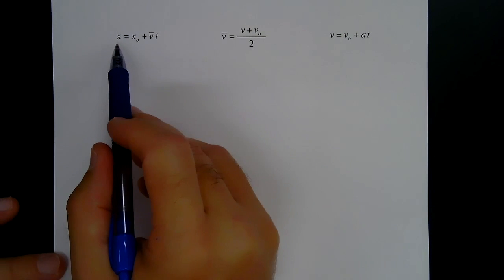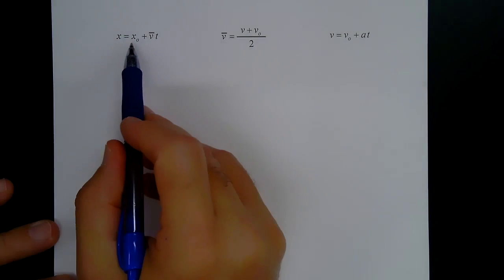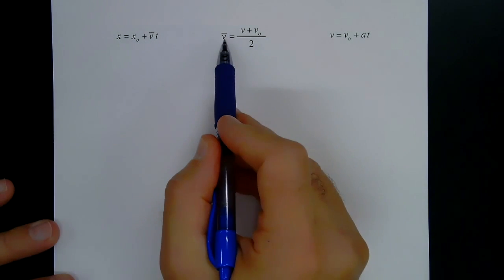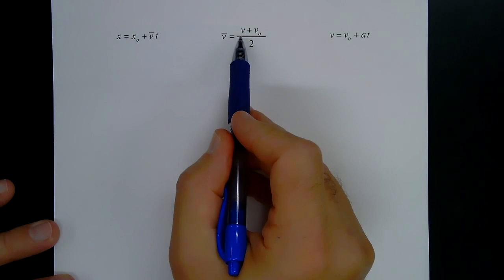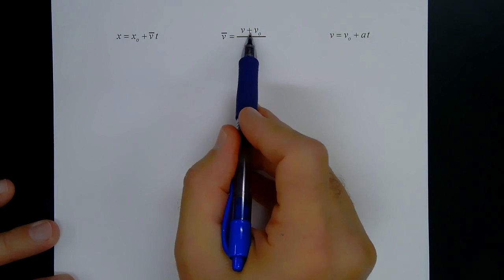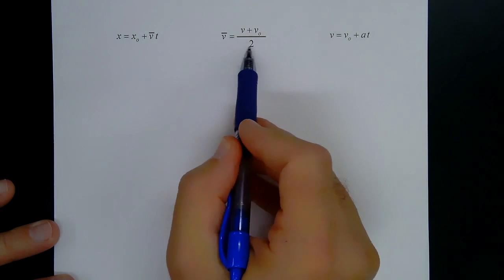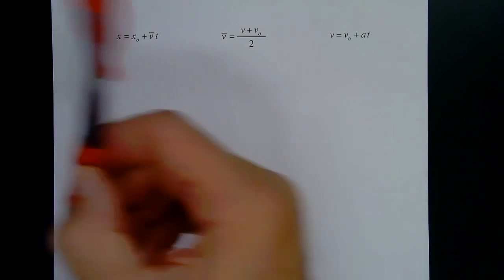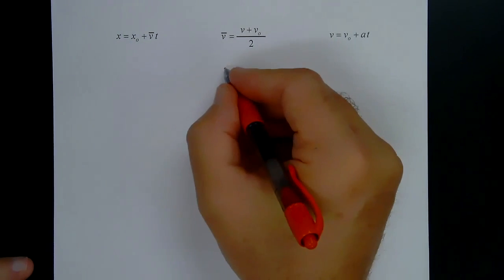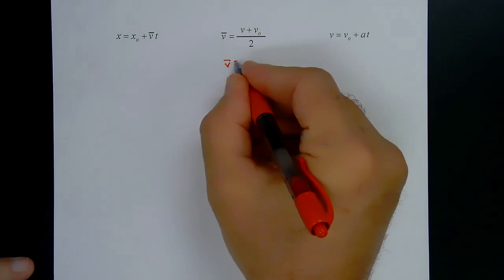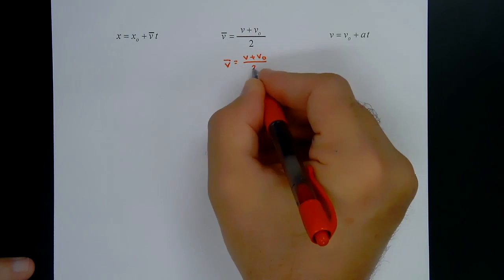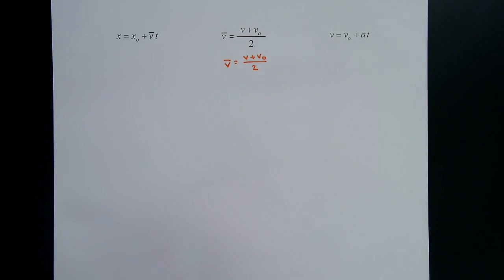So this time we're going to use, once again, x is equal to x sub o plus the average velocity times time. And the average velocity is also equal to the final velocity plus the original velocity divided by 2. All right. And then we have this one, right? So I'm going to actually use it in this form. I'm going to write it in red. V bar is equal to V plus V sub O divided by 2. We're going to use that one. And I'm just doing this for color coding.